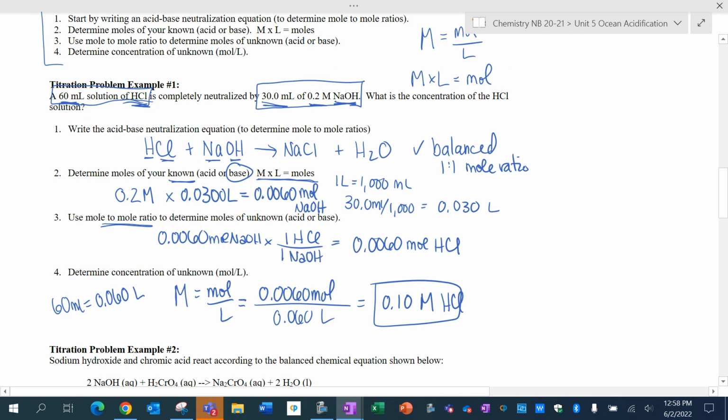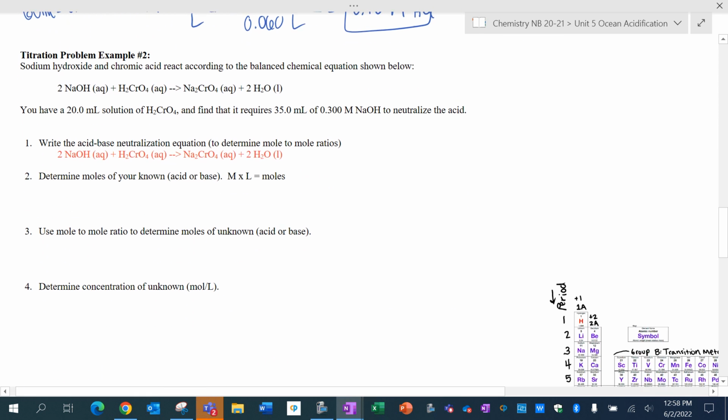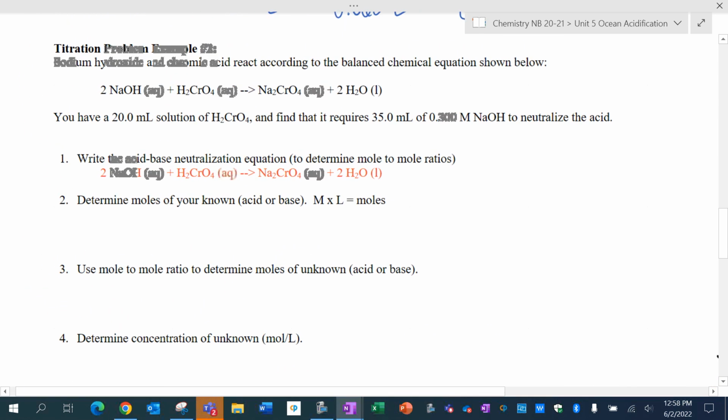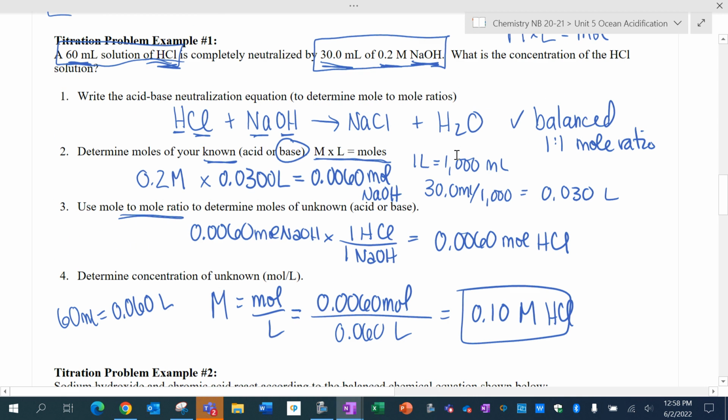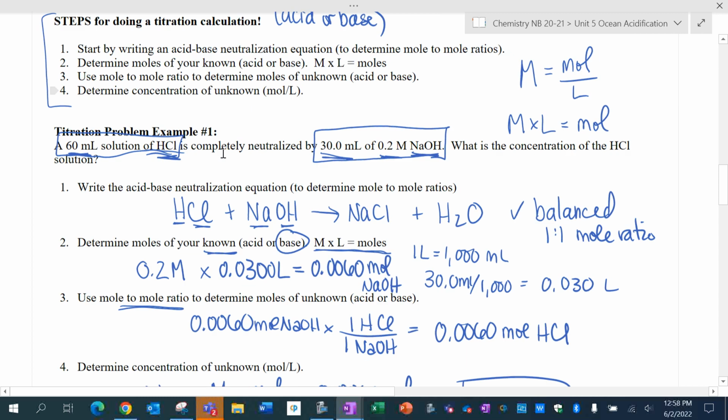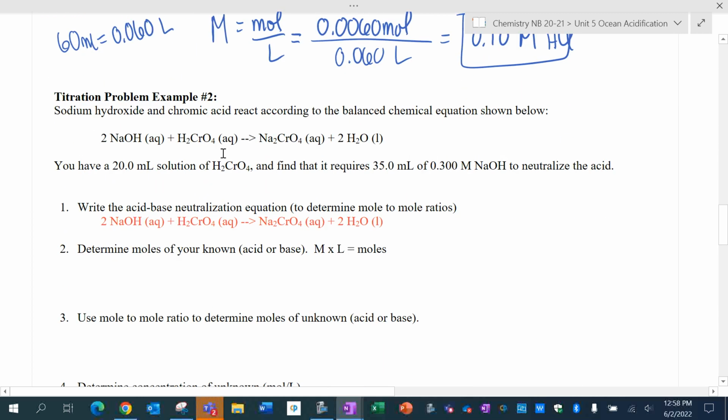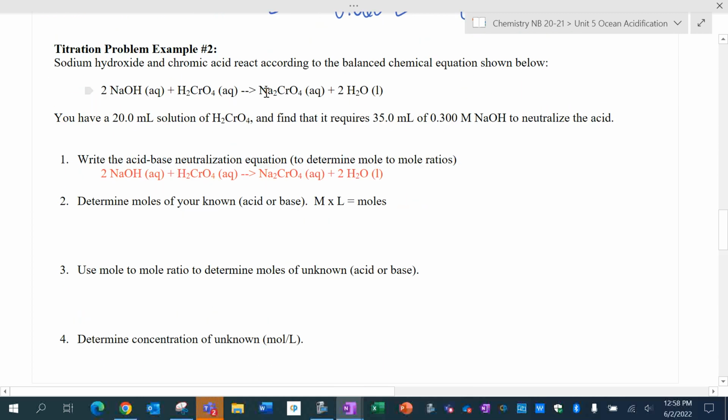Let's look at one more example. We've got sodium hydroxide and chromic acid reacting. You've got 20 mL of chromic acid and find that it requires 35 mL of 0.3 molar NaOH to neutralize it. So if we look at our steps for a titration, here are our 4 steps. Step 1 is write the balanced chemical equation. Notice how this one, they did it for us. Hooray! So this is already balanced for us.